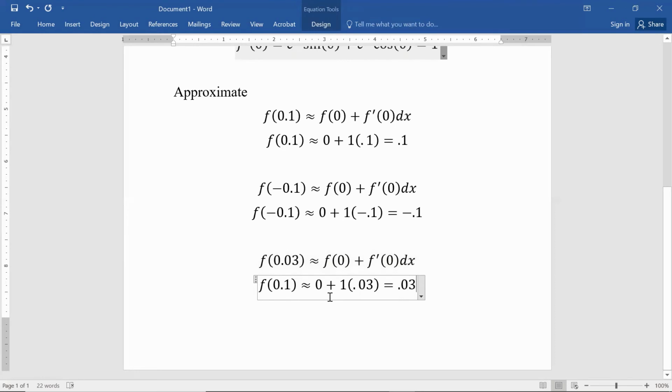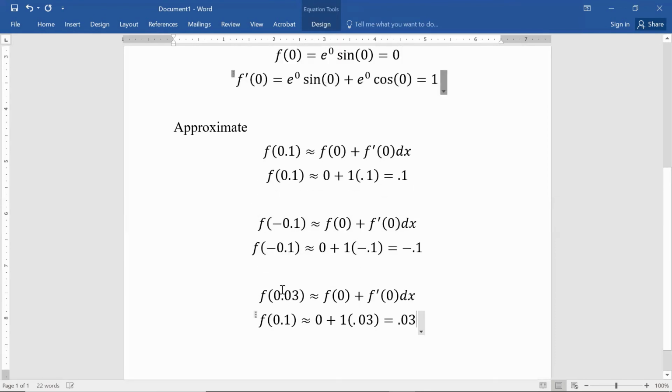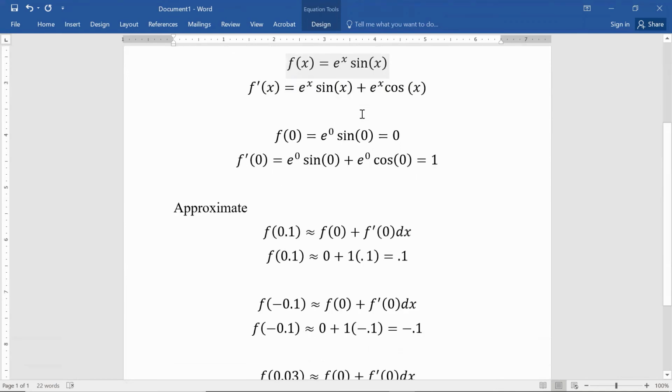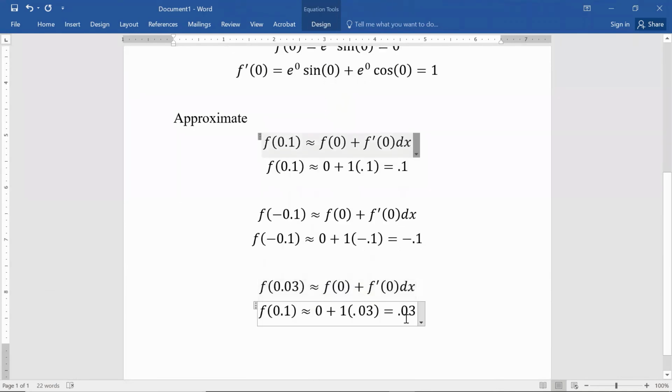You can plug all three values into your calculator and see how close of an approximation you get. Like e to the 0.03 multiplied times sine of 0.03 should be very close to 0.03. In fact, it is 0.030909, rounding to a few decimal places.